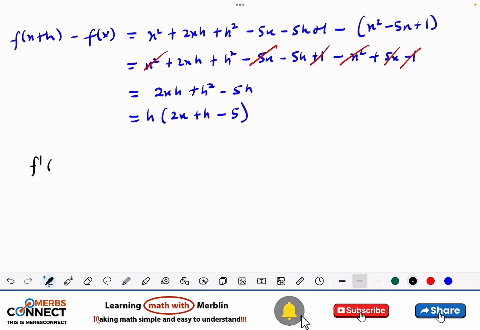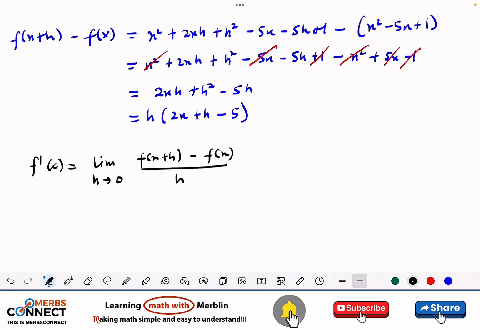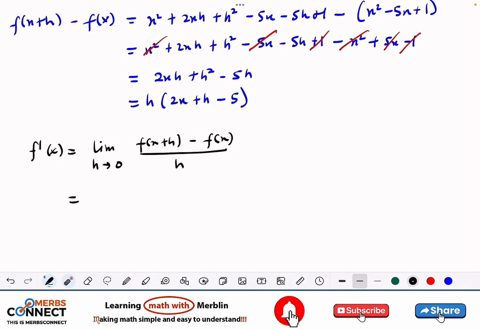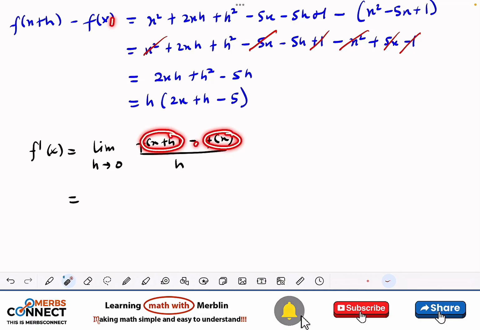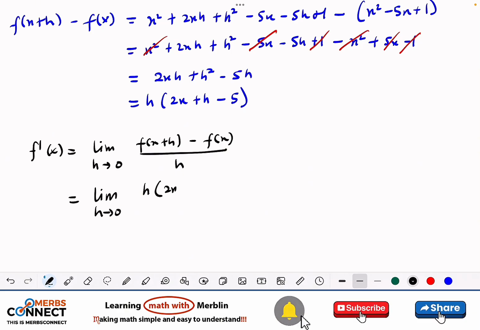Now we saw that f prime of x is equal to limit h is approaching 0, f of x plus h minus f of x divided by h. Now we know that f of x plus h minus f of x, which is this, is equal to this. So now we are going to have limit h is approaching 0, h times 2x plus h minus 5 divided by h. And then the magic happens. This is going to cancel this.